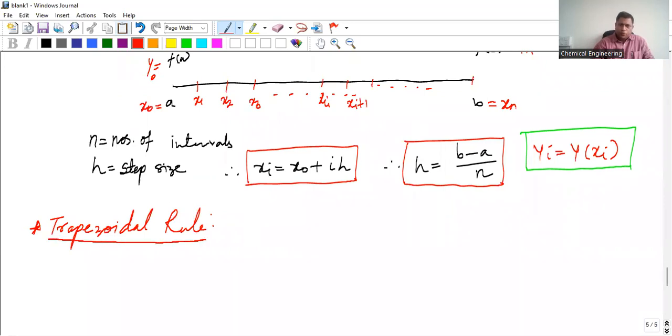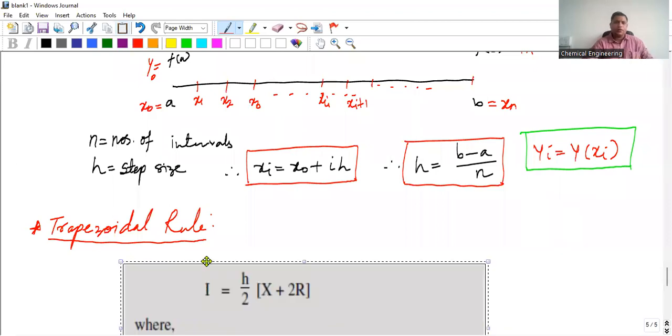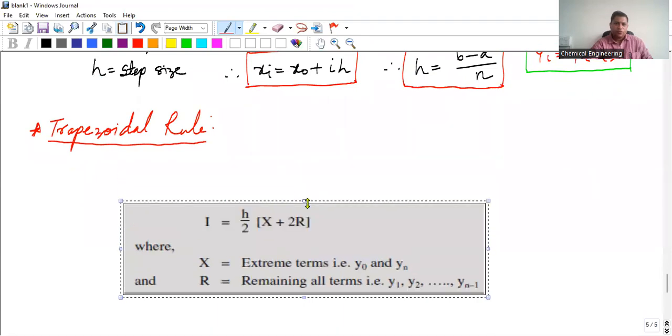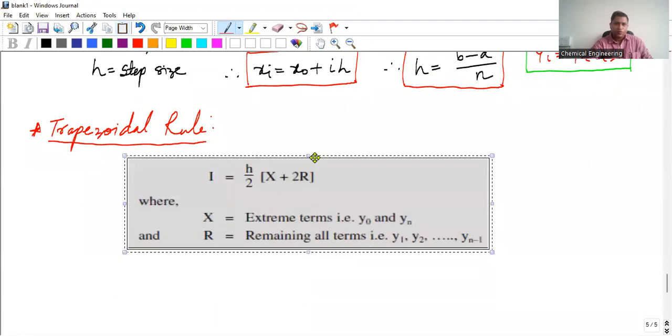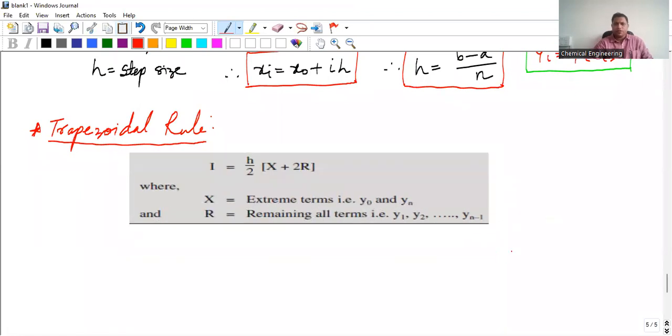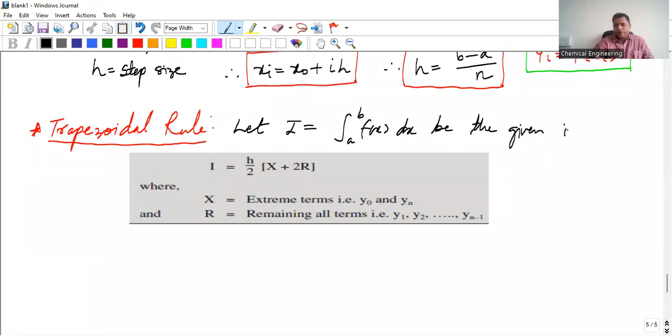Now we need to understand the trapezoidal rule. So what is going to be the trapezoidal rule? Here we are familiar with all the terms now. I hope you are able to see this, right? So here, what is our assumption? Let I be the integral from a to b f of x dx be the given integral.